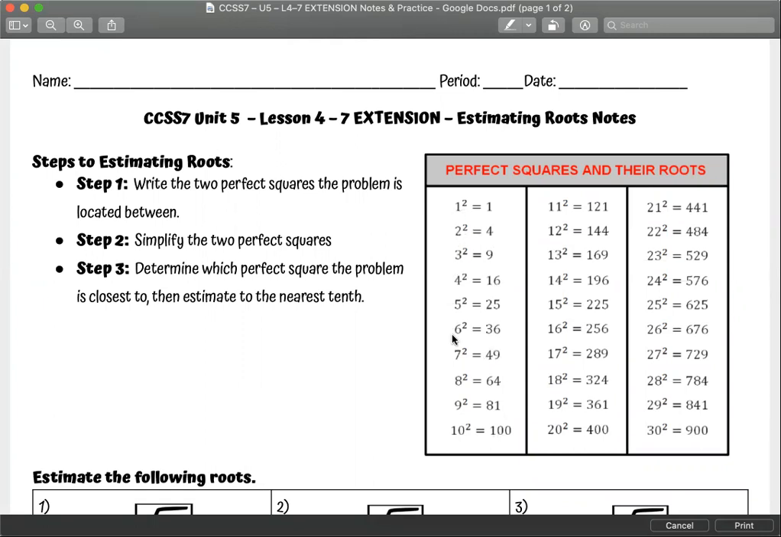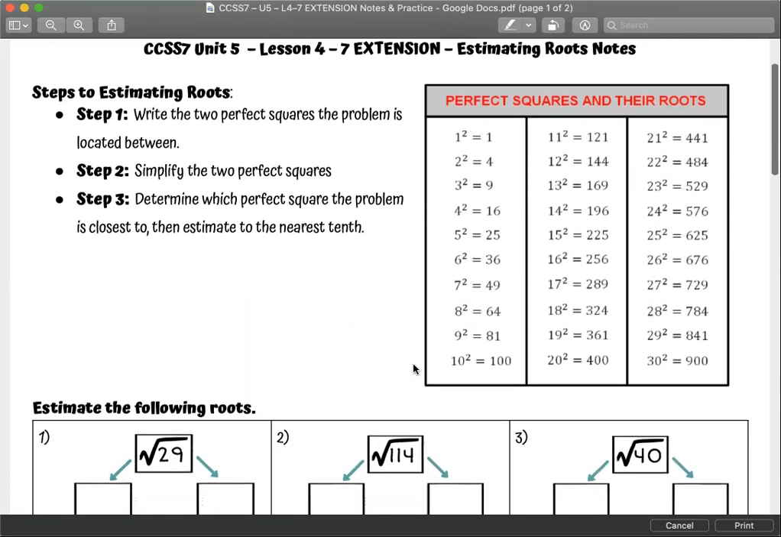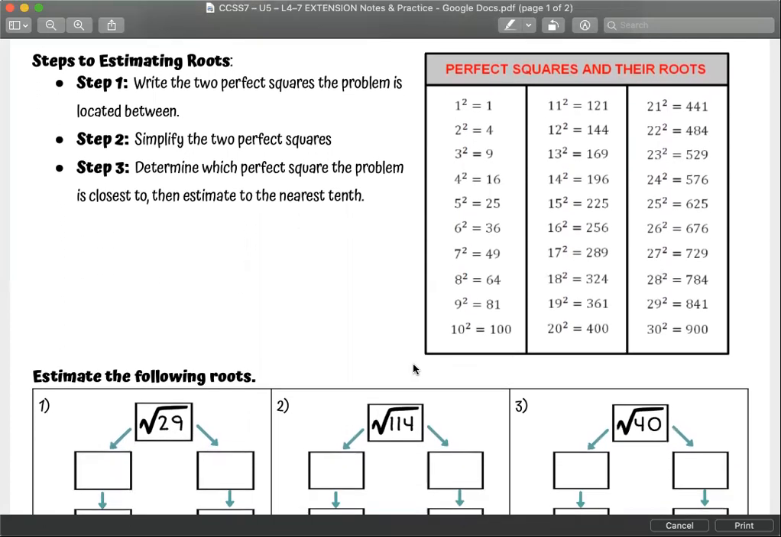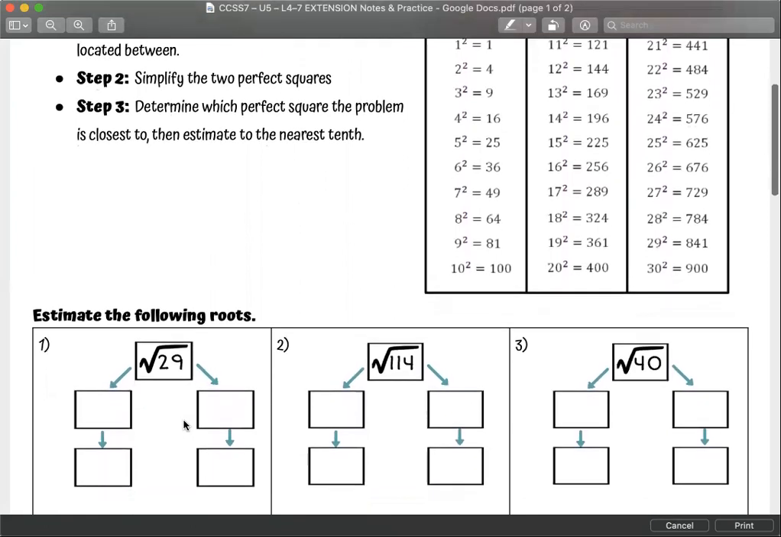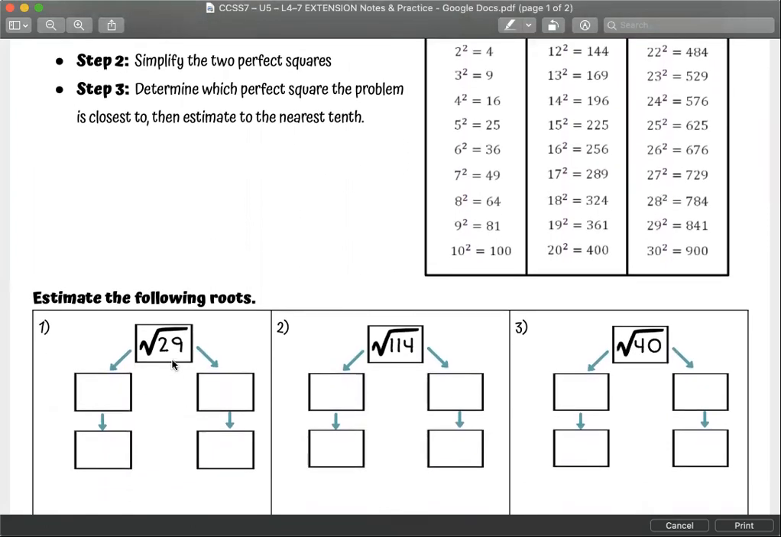So we have those listed all the way up through 30. So we're going to use that to estimate when we have numbers that won't give us a whole number square root. So for example, 29 is not listed on here as our perfect squares, which means if we found the square root of that, we would not get a whole number. So what we are going to do is figure out what perfect squares the square root of 29 falls between. So 29 falls between the perfect square of 25 and the perfect square of 36.